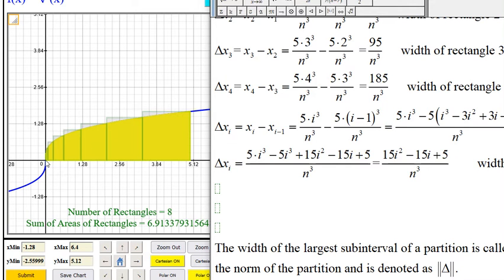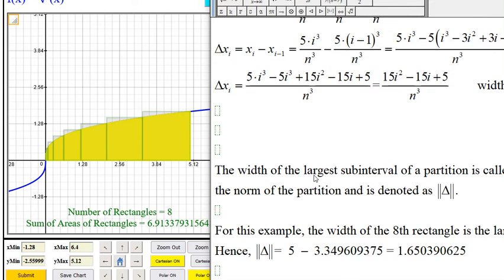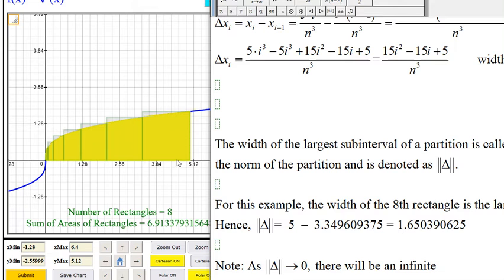And if we look at all the widths, they're all different. The last one has the largest width, and that's rectangle number 8. The value right here, x of 8, is 5, and x of 7 is 3.3496. So the width of the 8th rectangle will be x of 8 minus x of 7, and that would be 1.65. For this particular partition of the interval from 0 to 5, the largest width will be the width of the 8th rectangle, or the 8th subinterval right here.